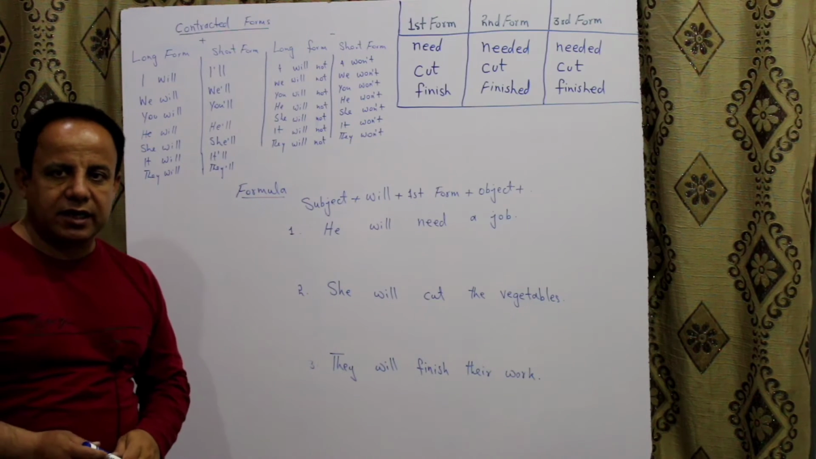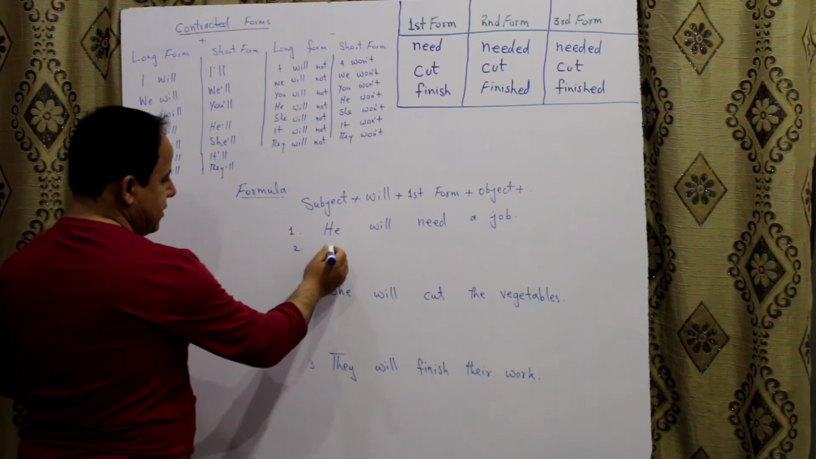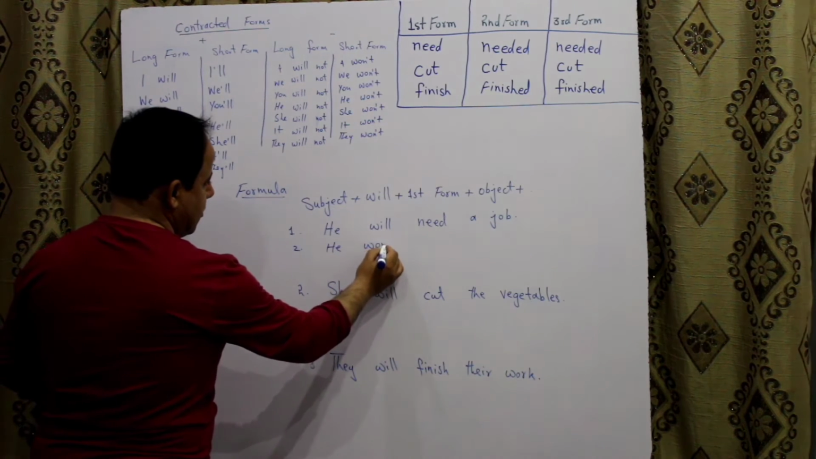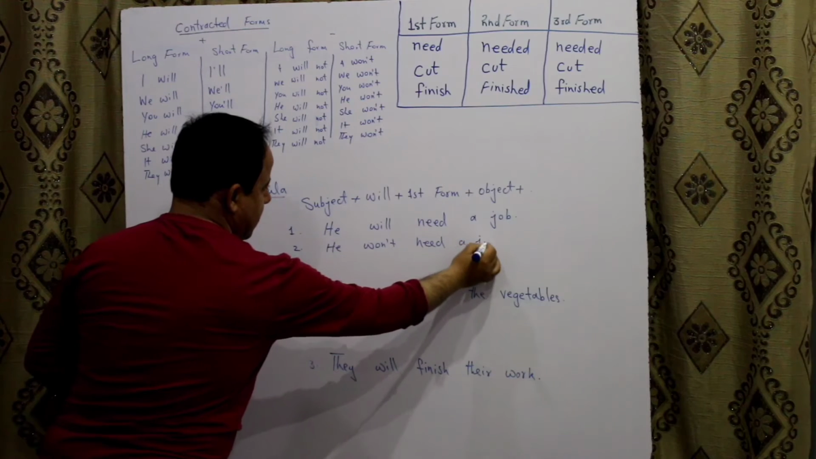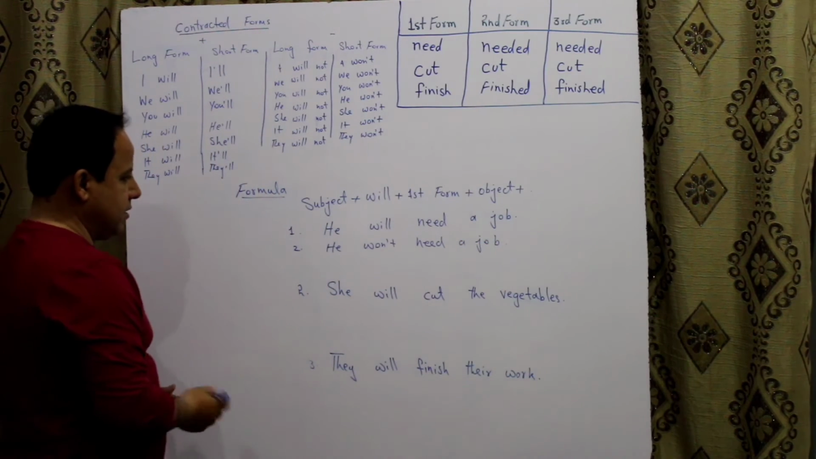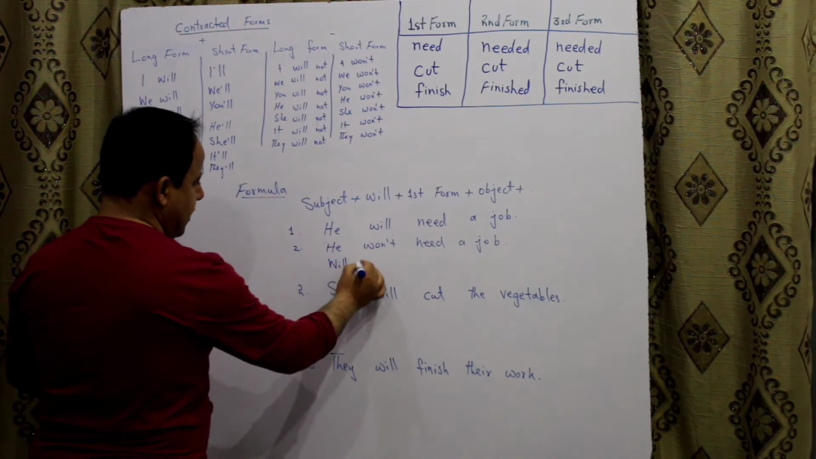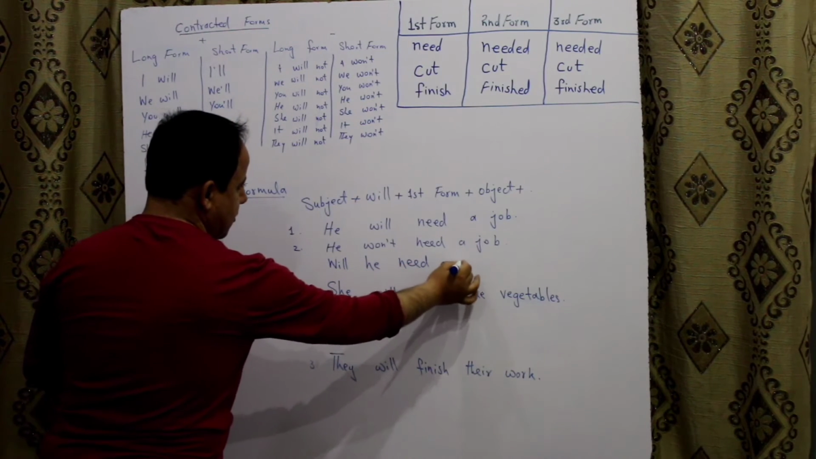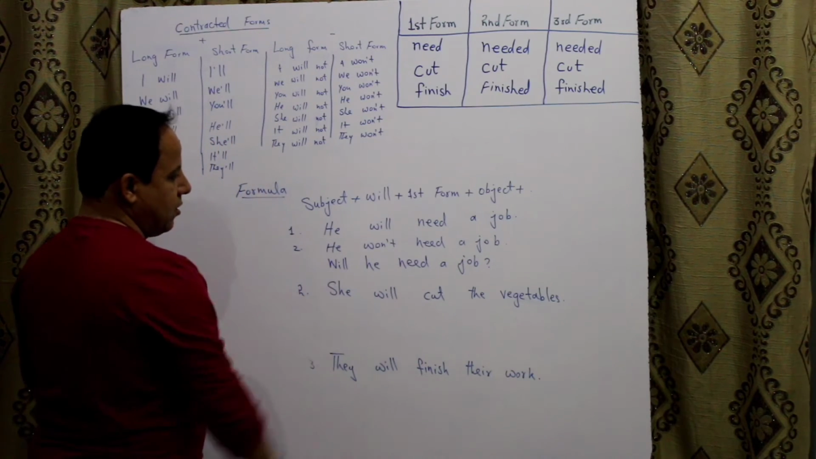So if you want to make the negative sentence of this, it is quite easy. You can find here just simply he won't need a job. Now here the sentence becomes negative. Now how to make it an interrogative sentence? It's quite easy. You have to use will at the beginning, like will he need a job? Now it becomes an interrogative sentence.